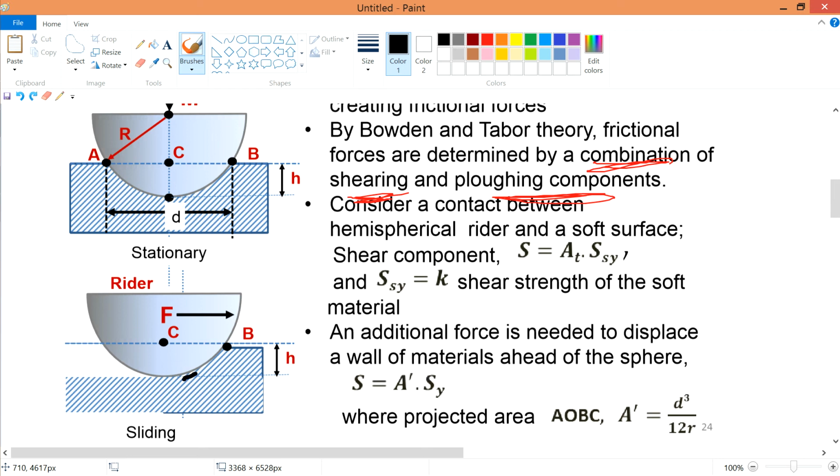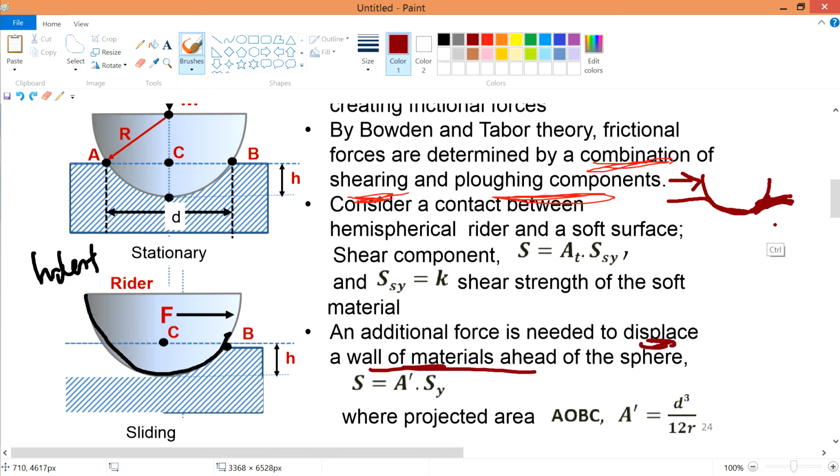So imagine you have already indented, so you have already caused a certain impression onto the surface. At first it is like that, then you put the ball on top, so the thing becomes like that. If it becomes like that already and you want to slide across, you need a certain force to move away this part. You need to displace a wall of material ahead of the sphere, right? So you need to remove this amount of material.